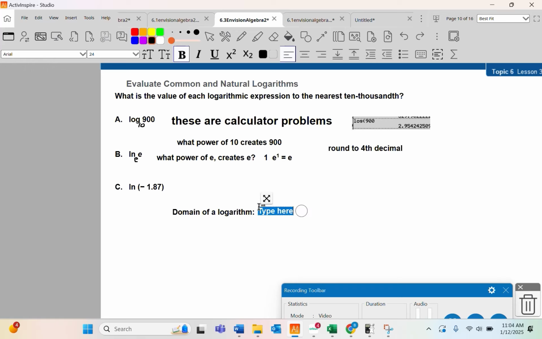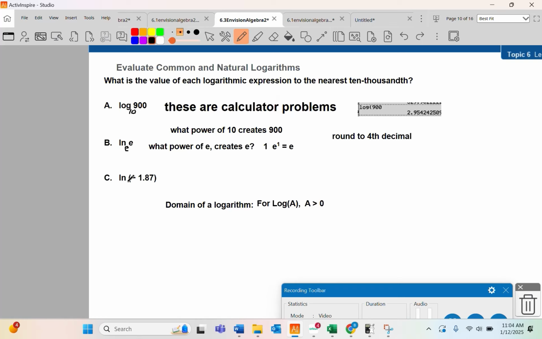So when you talk about the domain of a logarithm, for a logarithm of an argument a, the stuff inside has to be bigger than 0. And think about the context of this question. The original question was saying, what power of e creates a negative number?